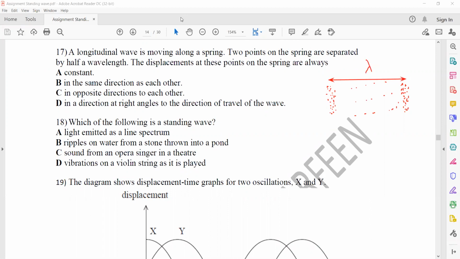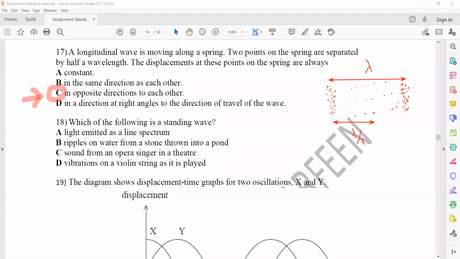But the distance between compression and rarefaction will be half wavelength, not the full, from the centers. So this will be lambda by 2. So particles in compression and particles in rarefaction will move in opposite directions. That is why C will be the right answer. Is it clear?